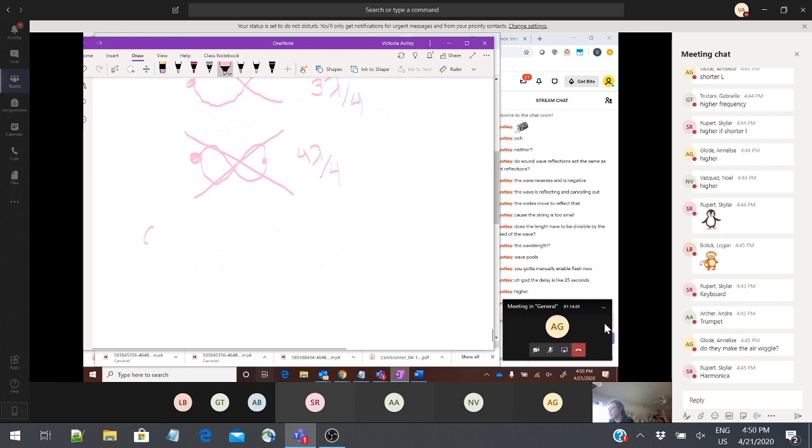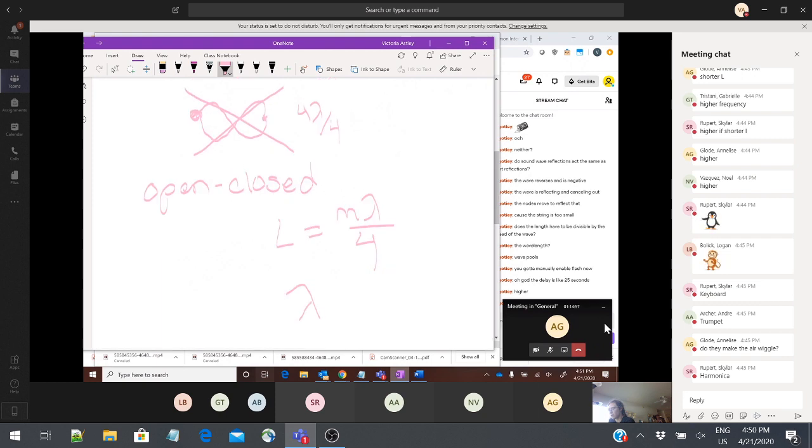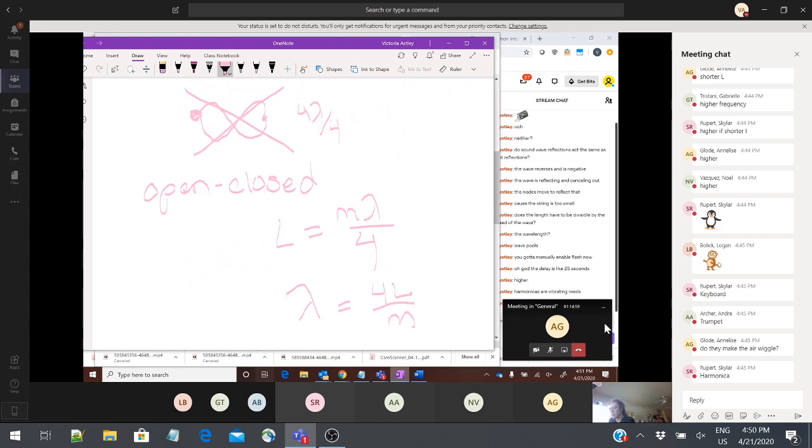So for an open-closed tube, it is L equals m lambda over 4, or lambda equals 4L over m, but only... wow, Logan is really far behind.